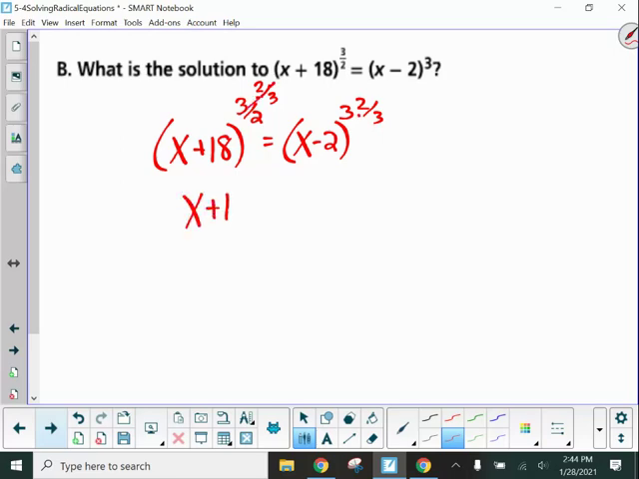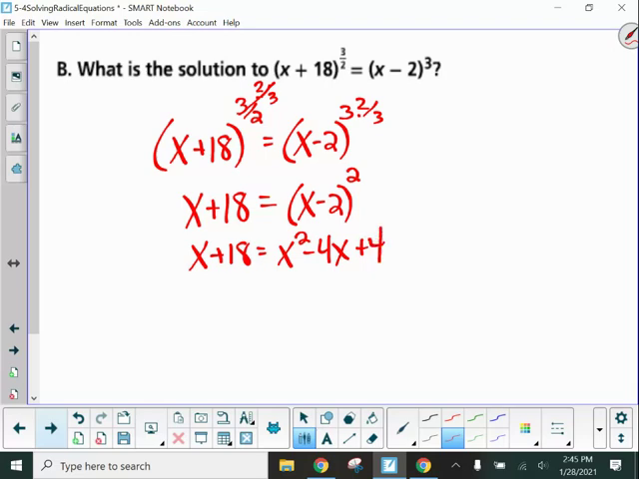I'm left with x plus 18 on the left. On the right, 3 times 2/3 is going to make this to the second power. So I didn't actually eliminate that exponent, but if I have x minus 2 to the second power, I can expand that, so I can actually get rid of the parentheses. So that's x squared minus 4x plus 4.